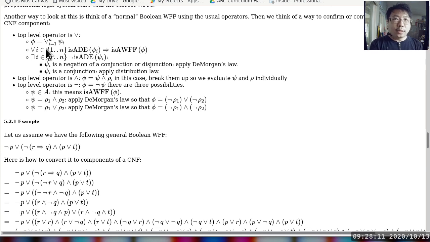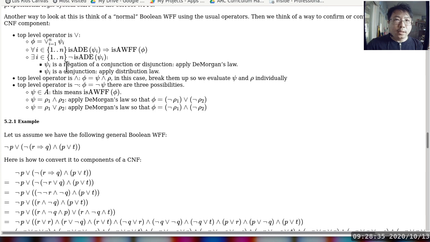If this is not the case, which is most likely the case, because otherwise you have a pretty easy one to work on, then you want to look at each psi i and find out what it is.